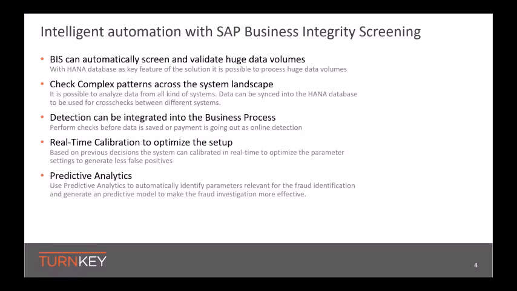Also for master data governance, there's a standard integration to the business process where you can integrate BIS for screening of business partners that are checked against, for example, Dow Jones or other sanction lists.